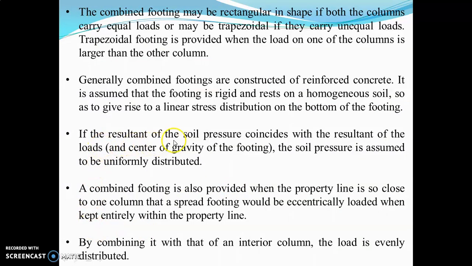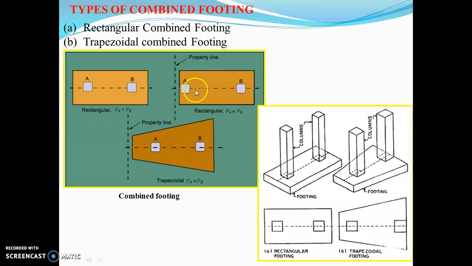A combined footing is also provided when the property line is so close to one column that a spread footing would be eccentrically loaded when kept entirely within the property line. So this is also one of the cases. You can go ahead with the rectangular footing. One is when it carries equal load, and the other is when the property line is so close to one of the columns. And if the columns carry unequal loads, then you have to go for trapezoidal. This is about trapezoidal combined footing.